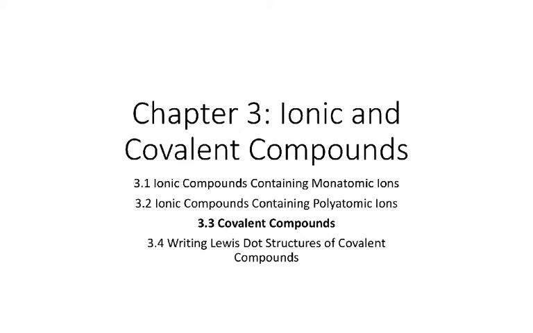Today we're going to be talking about covalent compounds. So in the past couple days we've been looking at ionic compounds, and now we're moving on to covalent. And the difference between these two types of compounds will be in what kinds of bonds they form and what they do with electrons, and in the types of atoms that make these bonds and make these compounds.